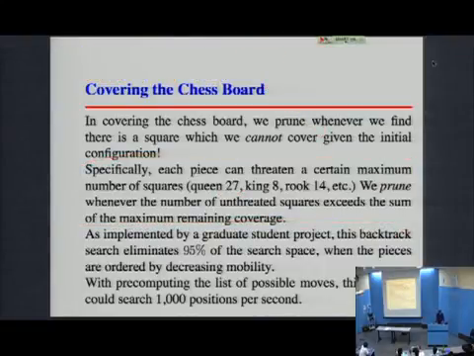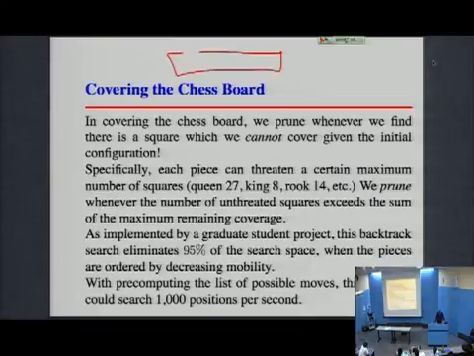Suppose, let's say, I had an arrangement where my last piece was a king. The last piece I'm going to put down is a knight, and the last piece was another knight. How many pieces can a knight threaten? A knight can threaten 8 squares, if I am correct, right? And a king can threaten 8 squares.